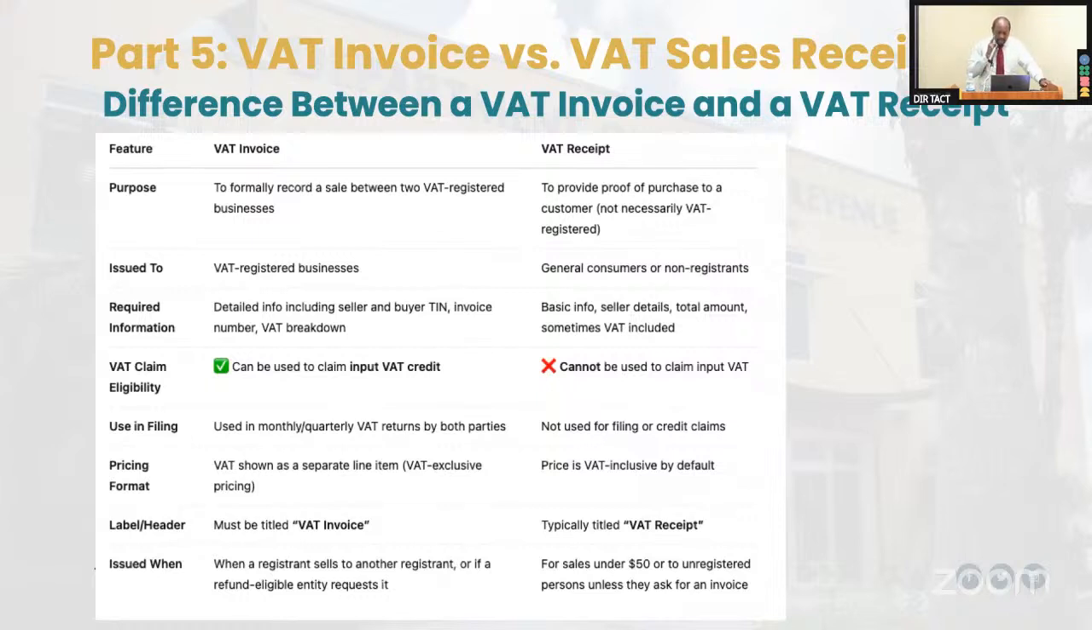The label in the header: if you're getting a VAT invoice, you want it to say VAT invoice and not VAT receipt. And when it's issued, a registrant sells to another registrant, or if the buyer is refund eligible, that is why you need to have a VAT invoice versus a VAT receipt for sales under $50 or less.